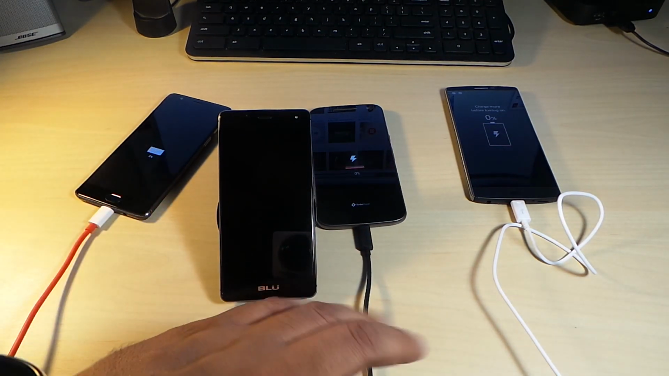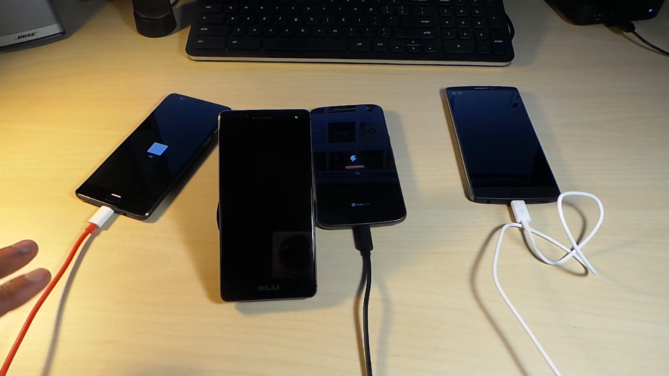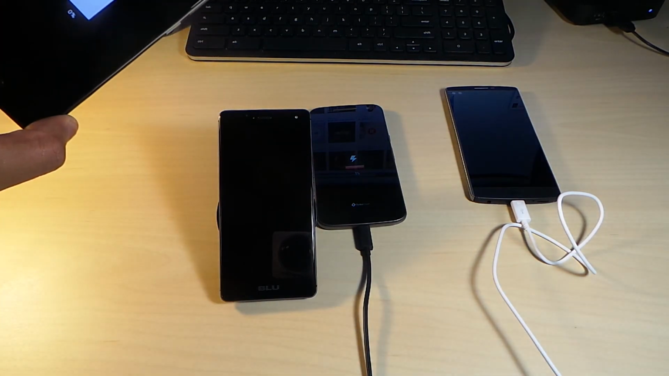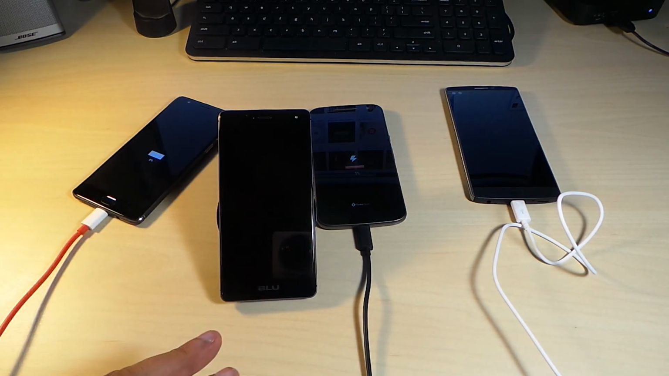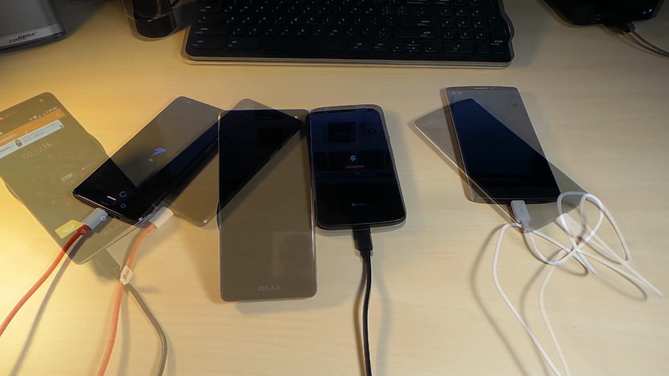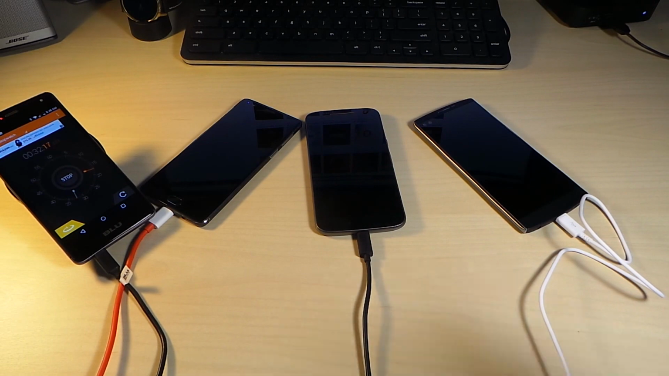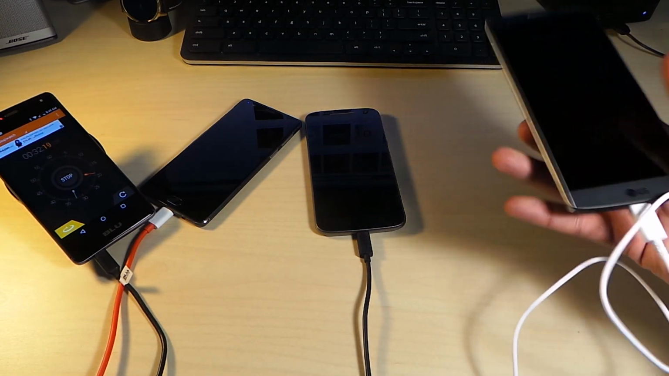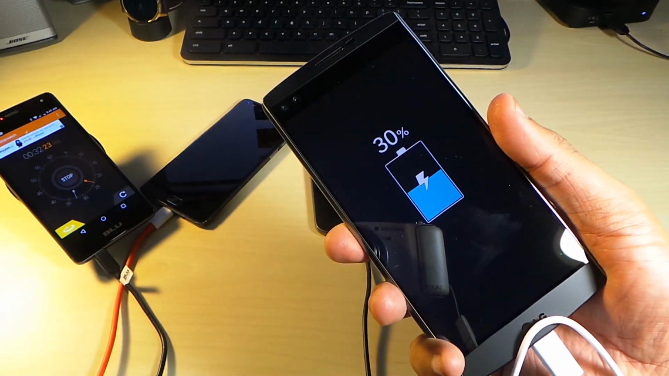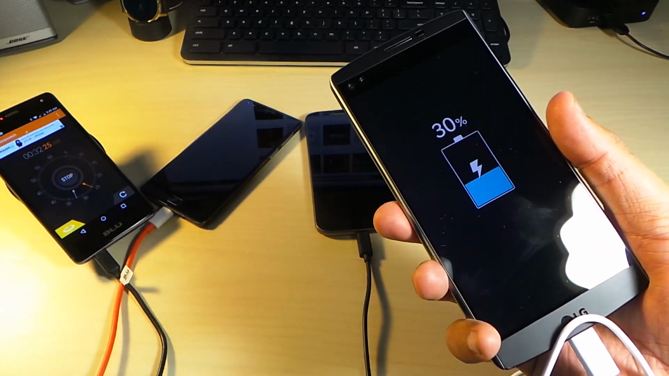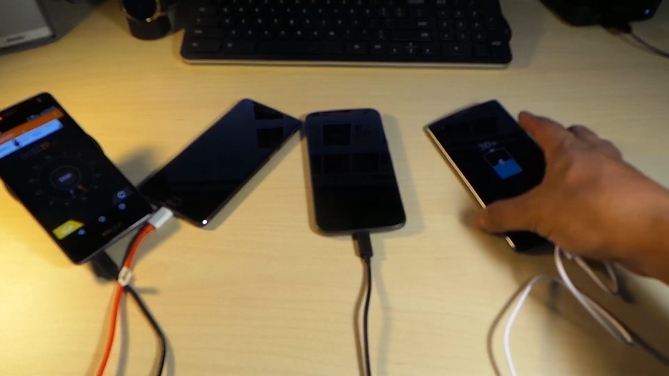All of these phones are completely dead, as you can see. They're all at 0%. So far, the turbochargers reached 1% first. All right, we're at 30 minutes. So let's see how much the V10 has. The V10 is at 30% charge in 30 minutes.